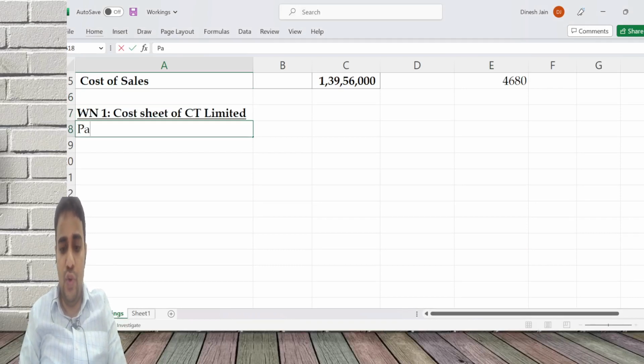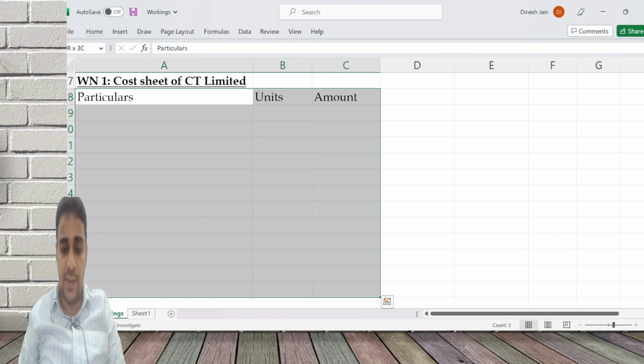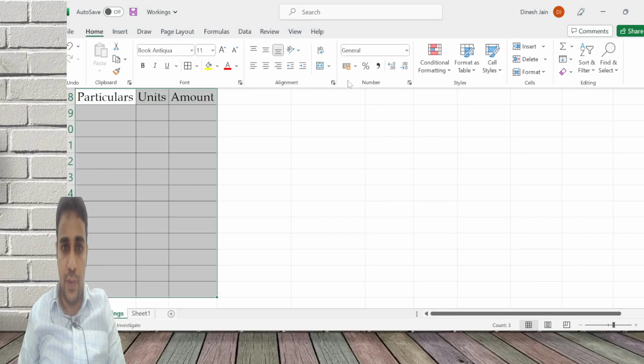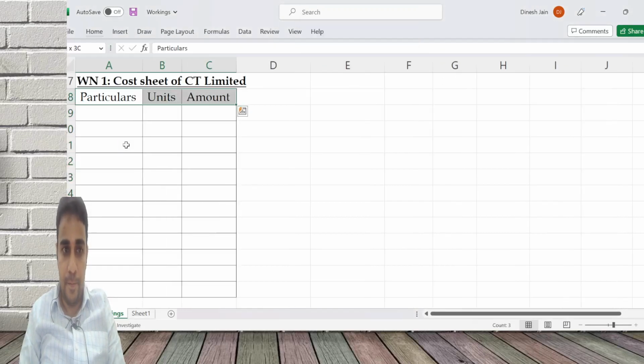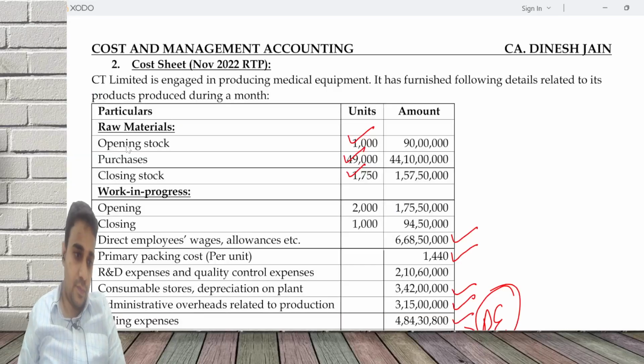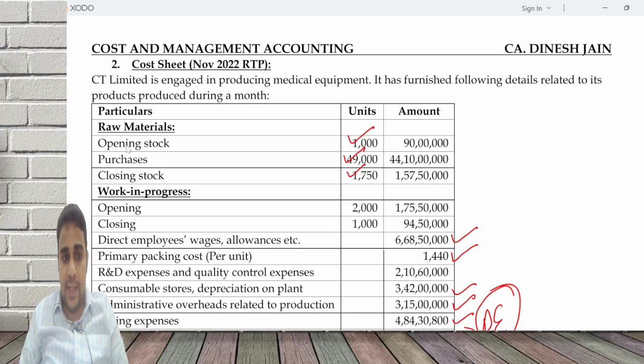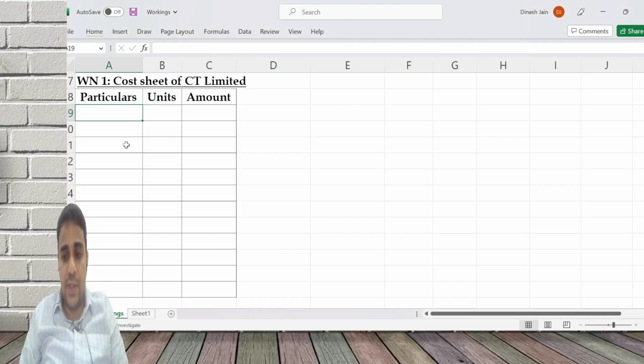Particulars, units and amount. What is the use of these units? You will understand this question as we go. There is some importance of this units data in the question. Particulars, units and amount.